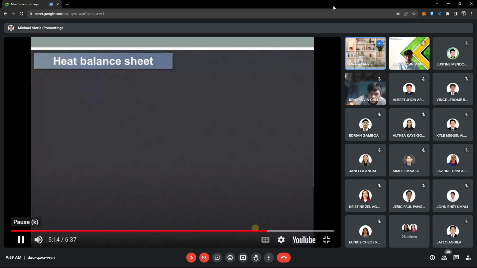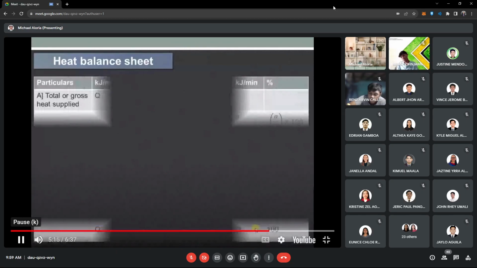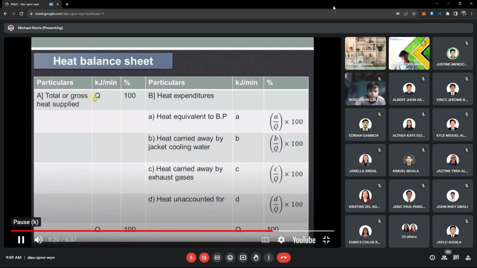Now let us represent all these things in tabular form. So the first part is the total or gross heat supplied. So that is Q, kilojoule per minute.